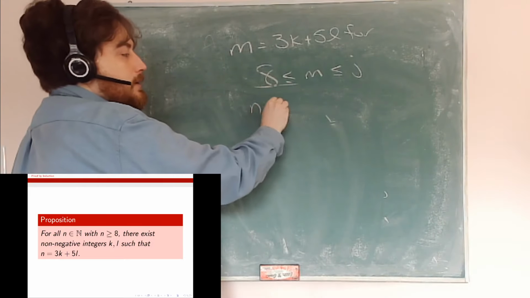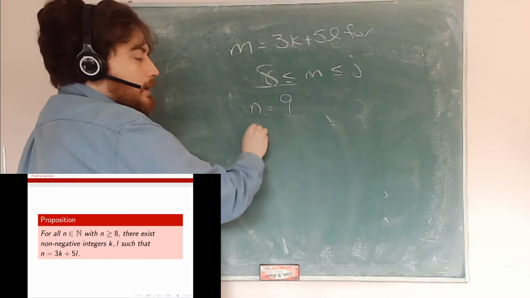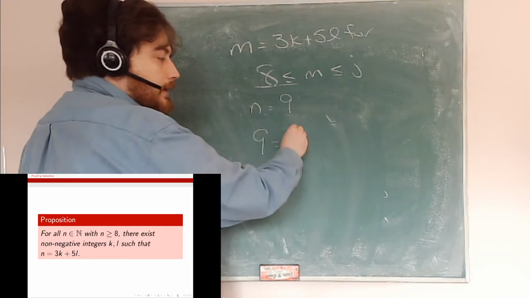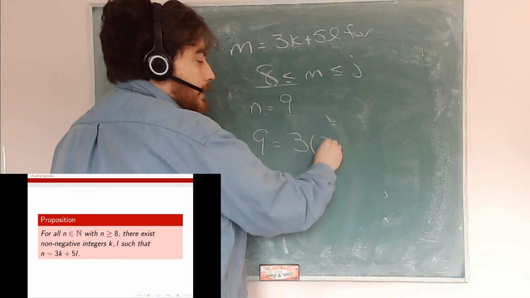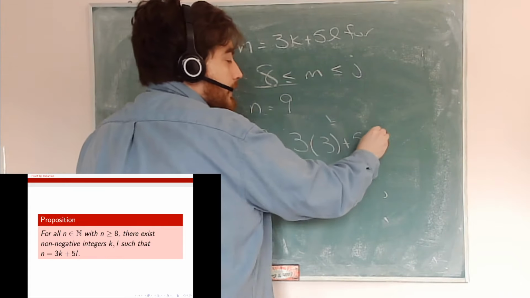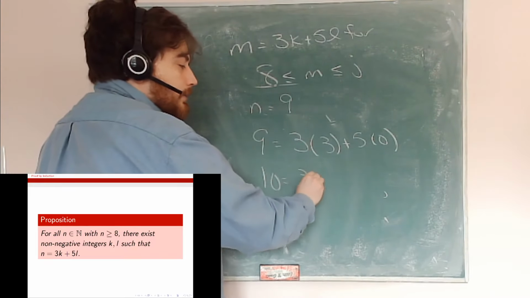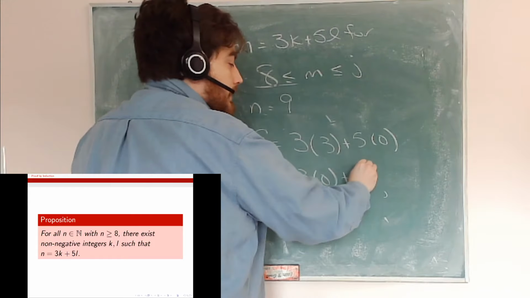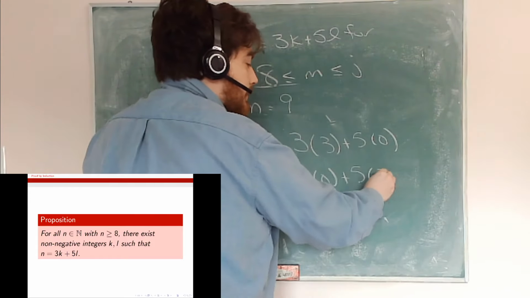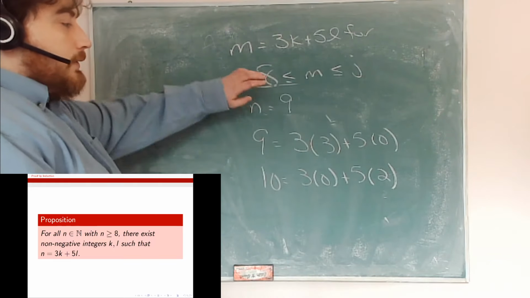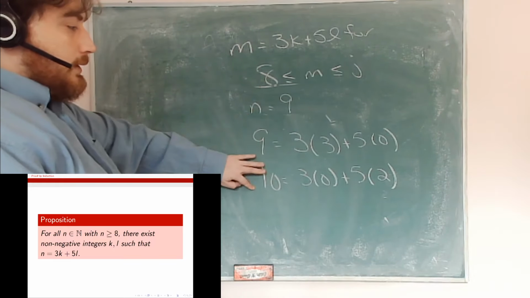And so we'll say, okay, well, let's let n be 9. Can I write 9 as 3 times something plus 5 times something? Well, this is 3 times 3 plus 5 times 0. And 10 can just be written as 3 times 0 plus 5 times 2. So now we have, okay, this is true for 8, 9, and 10.